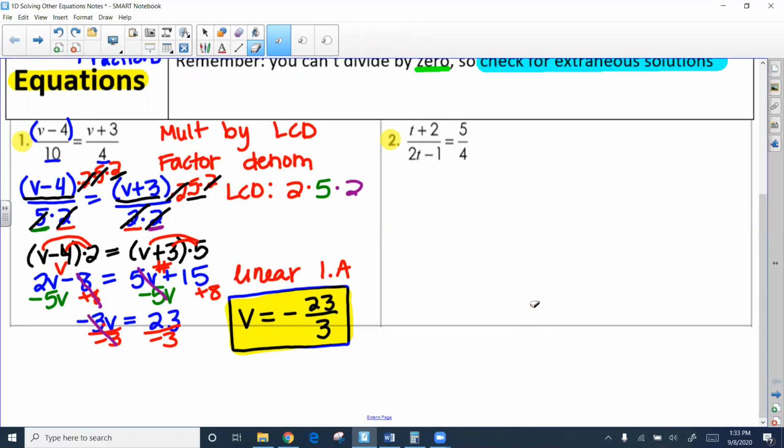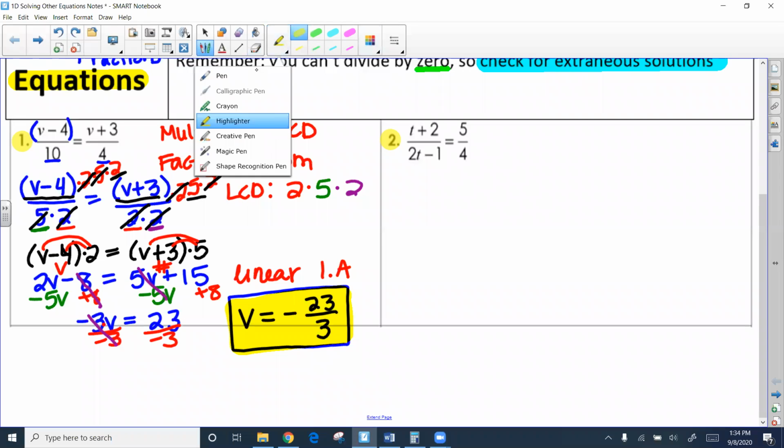Number 2 is t plus 2 over 2t minus 1 equals 5 over 4. All right, so make sure you write that one down. So this one is fairly similar to the first one we did, except this one does have a variable in the bottom as well.